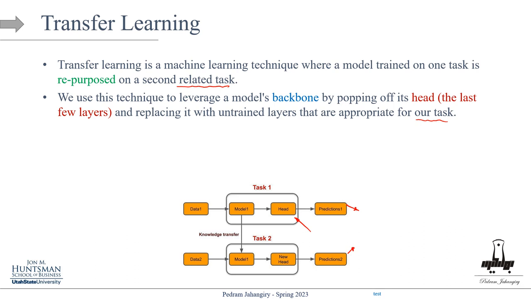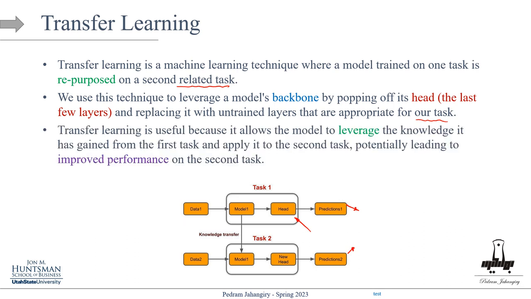Okay, so transfer learning is useful because it allows the model to leverage the knowledge it has already gained from the first task. And we're going to apply it to the second task, potentially leading to improved performance on the second task. And the idea is that we're going to save a ton of time, right?